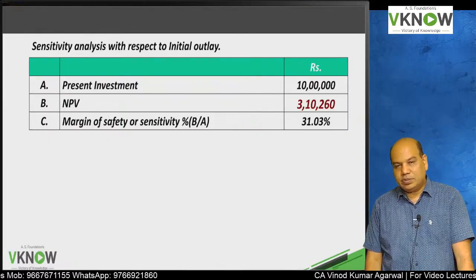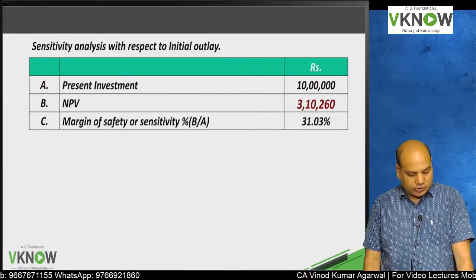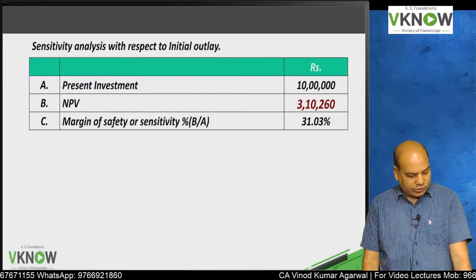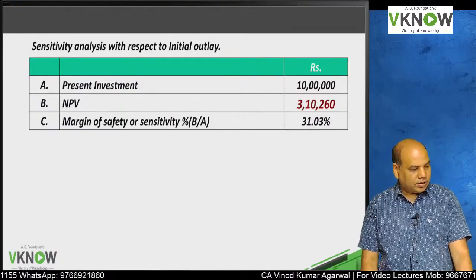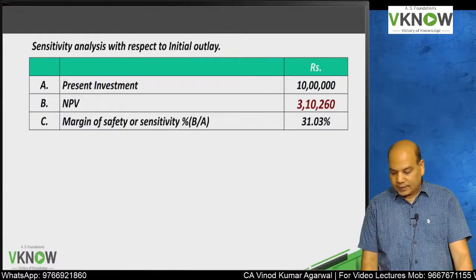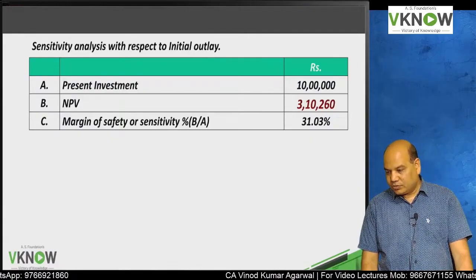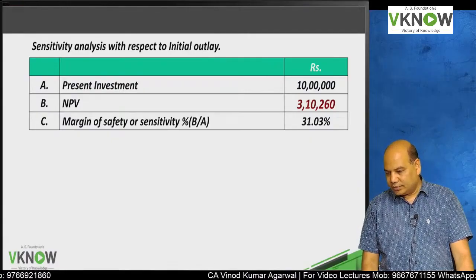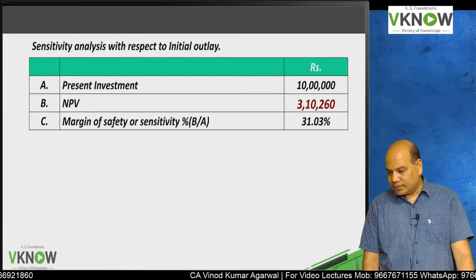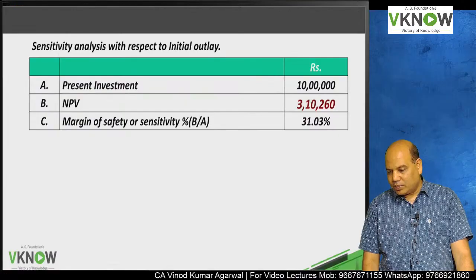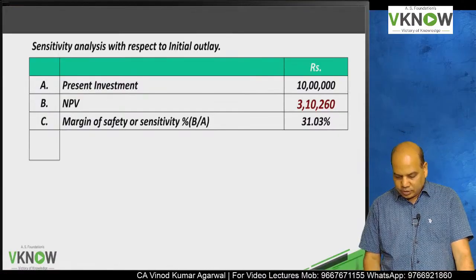Therefore, sensitivity percentage is approximately 31.03%. Sensitivity is approximately 31.03% with respect to initial outlay. Directly, you can also write the equation NPV upon initial investment.